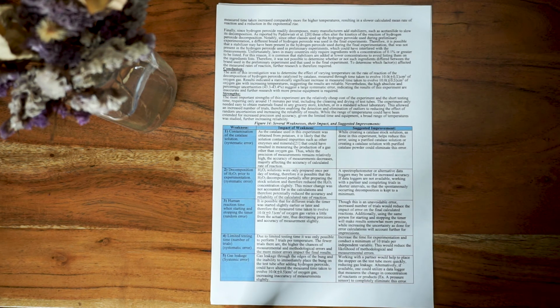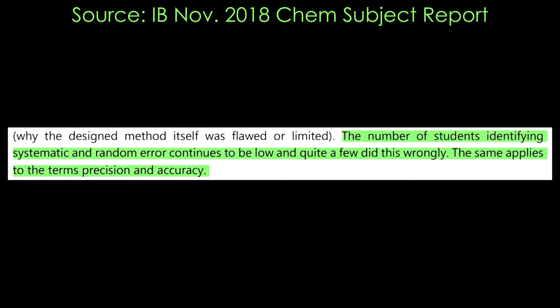Whereas if you measured something, say, like 100 times or something like that, chances are that sometimes you will react faster and other times you will react slower, so overall the error will balance out and influence the results less. Again, I'm really not that great at this though, so I really do encourage you to do your own research, especially because it was stated that the number of students identifying systematic and random error continues to be low, and quite a few did this wrongly.